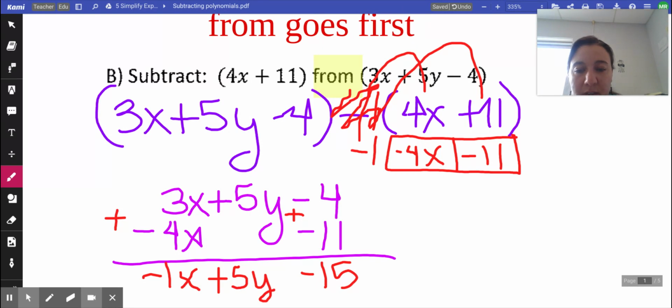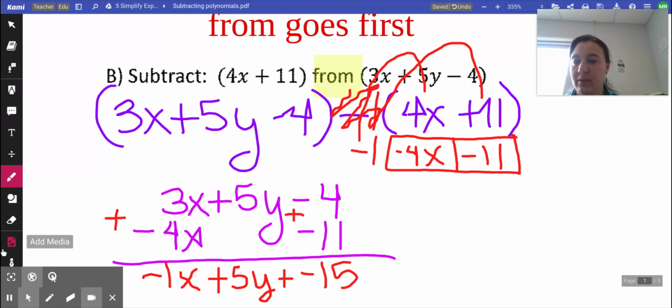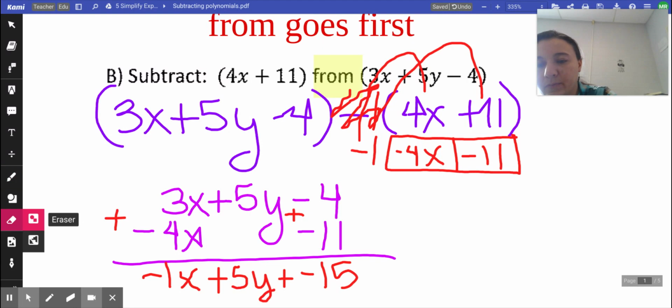-1x plus 5y minus 15, or -x plus 5y plus a -15. They all work. Subtraction is adding the opposite. So I can add a -15 or minus a regular 15 because subtraction is adding the opposite. They are the same. And 1 has invisibility power. So if I didn't want to write 1, I don't have to.